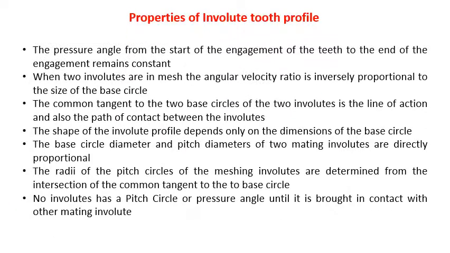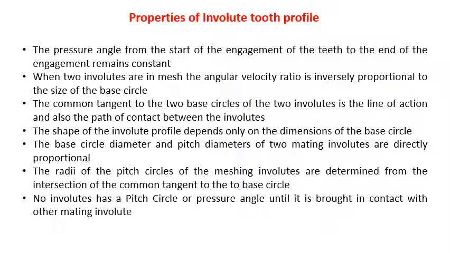Next one, properties. We have to understand the properties of the involute profile, because involute teeth find more application than the cycloidal, because it is easy to manufacture, therefore it finds a wide range of application compared to the cycloidal one. So the first property is the pressure angle. The pressure angle remains constant throughout the operation, that is from the starting of engagement to the end of the engagement. There is no variation in the pressure angle.